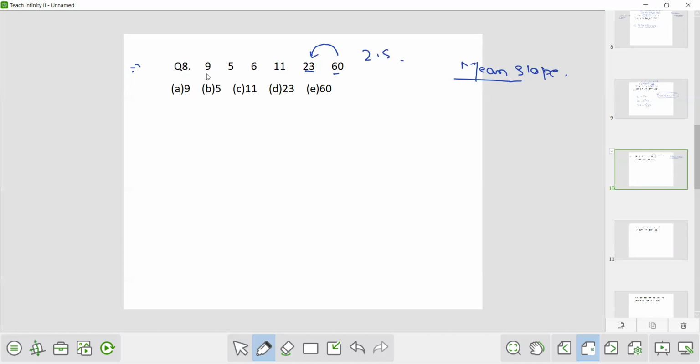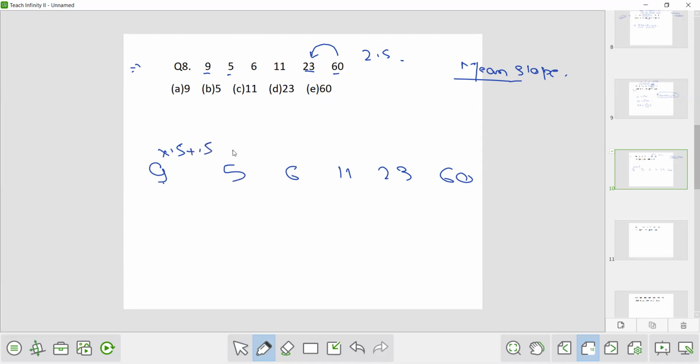Okay. And when you look at the first and the second number of the series, the second number will be near to half or like this. So yes, 9 and 5, this is near to half. Okay, the series is like this: 9, 5, 6, 11, 23, 60. 9 into 0.5. Now how will you reach 5 from 9? 9 into 0.5, that is 4.5, plus 0.5.